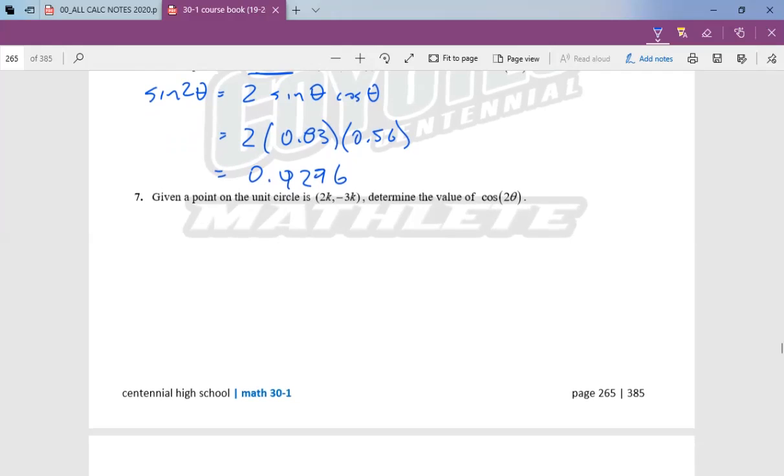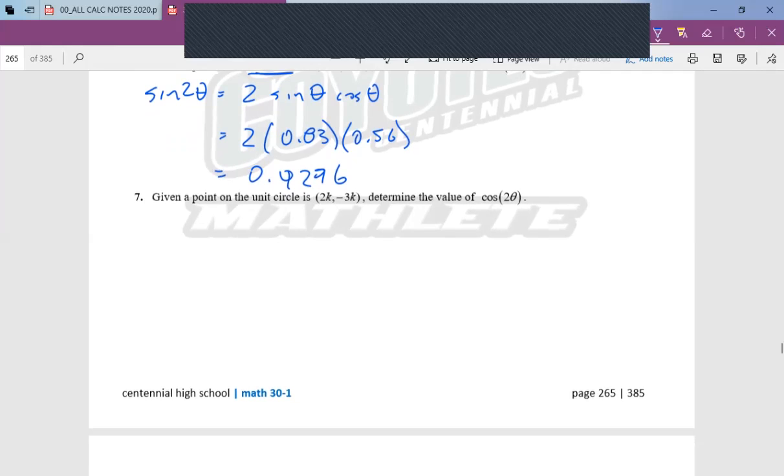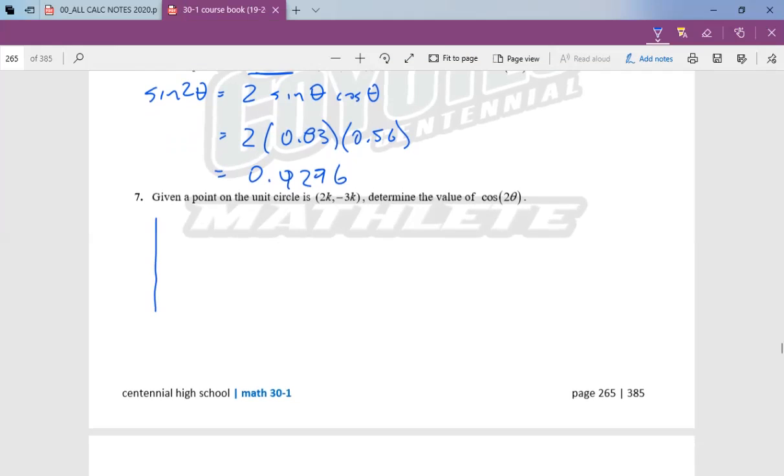And this last one, given a point on the unit circle is 2k comma negative 3k. Determine the value of cos 2 theta. So whenever we're given coordinates, we probably want to start off with a sketch of what's going on. This is the point 2k comma negative 3k. That means that x value is 2k, our y value is negative 3k. And it looks like this.